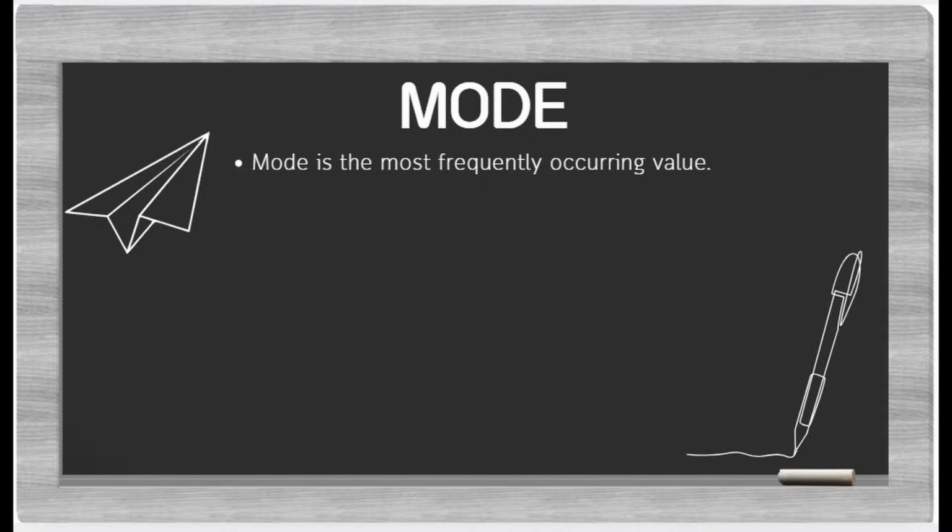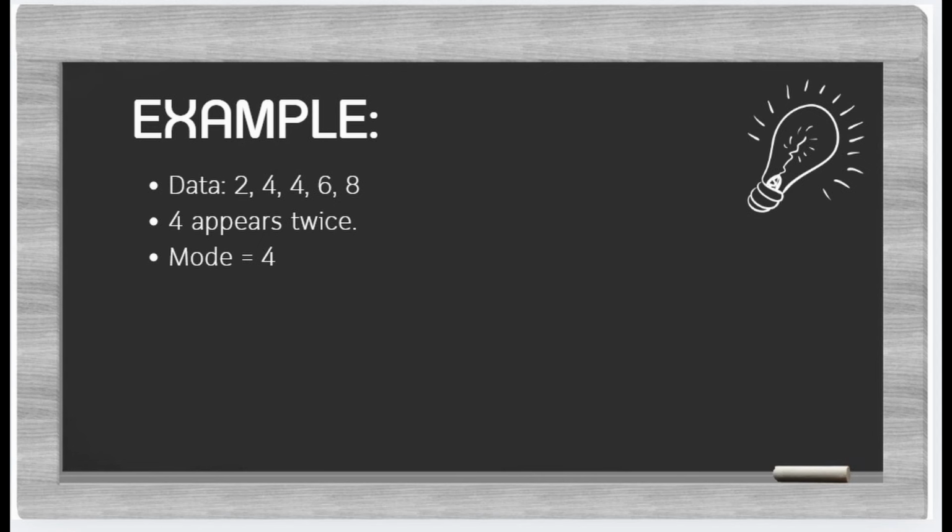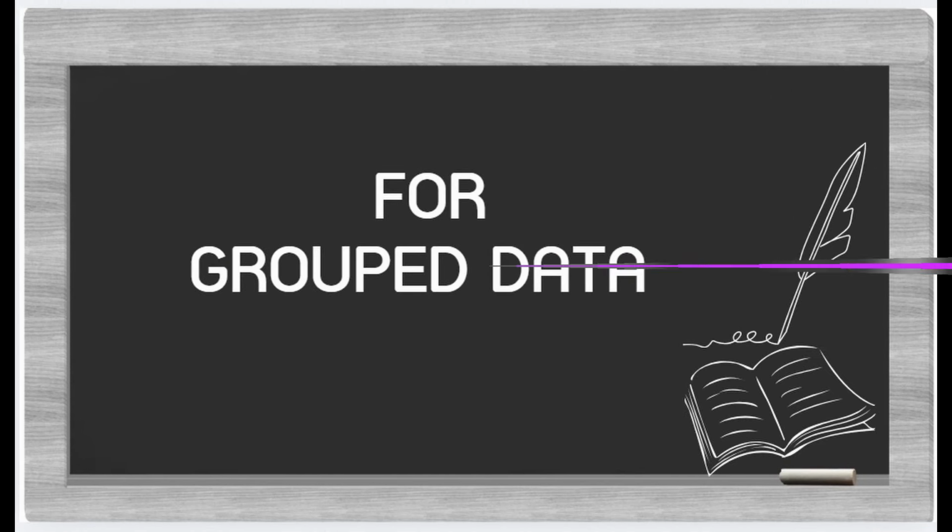3. The mode. The mode is simply the value that appears most frequently in your set. Example, in the set 2, 4, 4, 6, 8, the number 4 appears twice, while others appear once, so 4 is the mode.